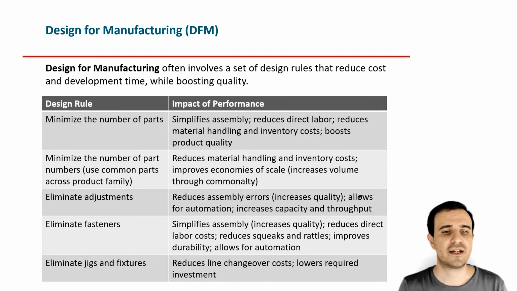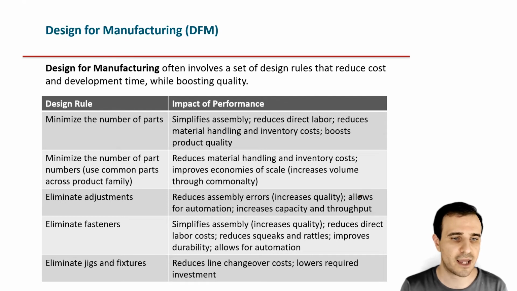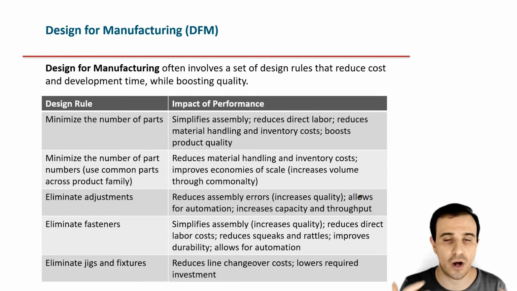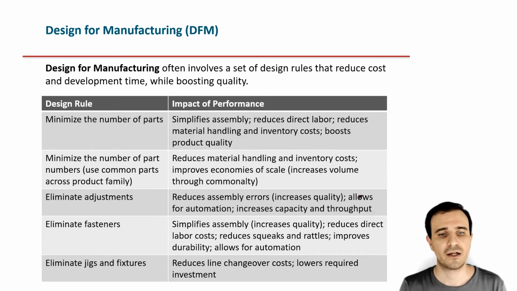One more tool is the design for manufacturing. So the design for manufacturing means that you apply a set of rules that will reduce the cost in development time, but at the same time you ensure you are increasing, you're boosting quality. So what are these design rules? For example, you minimize the number of parts. So this will make the assembly easier, you will reduce the labor, the supply chain cost, and so on, and you also can increase the quality.